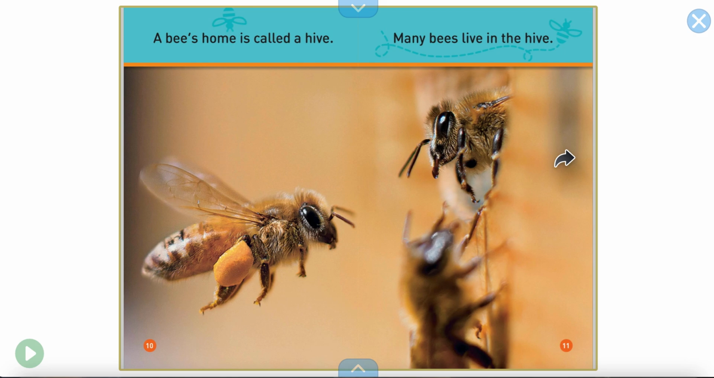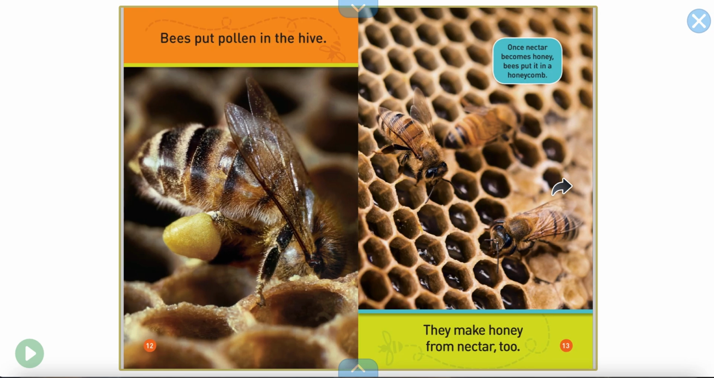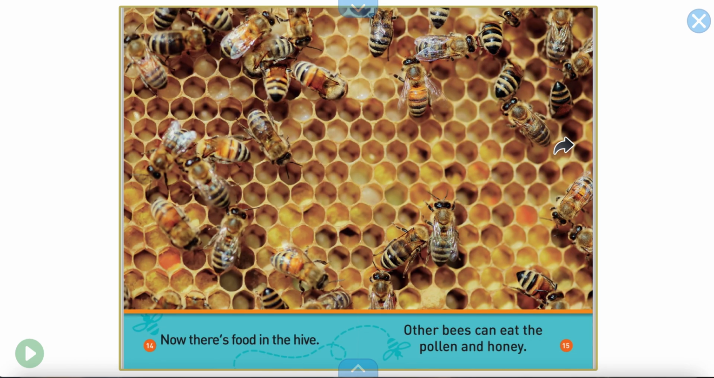A bee's home is called a hive. Many bees live in the hive. Bees put pollen in the hive. Once nectar becomes honey, bees put it in a honeycomb. They make honey from nectar too. So these bees are busy. They're working. They're bringing pollen and nectar to the hive. Now there's food in the hive. Other bees can eat the pollen and honey.